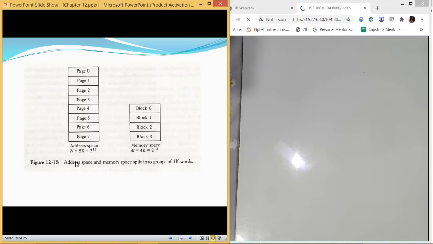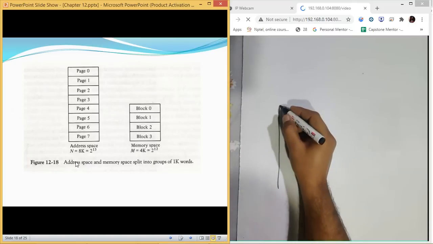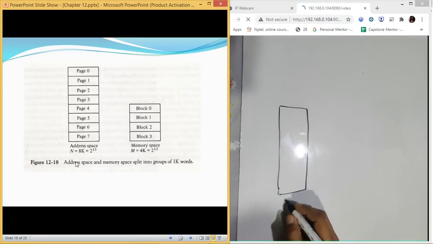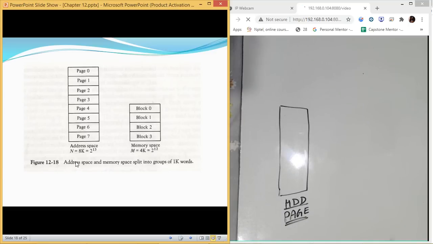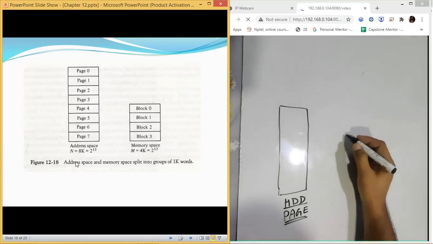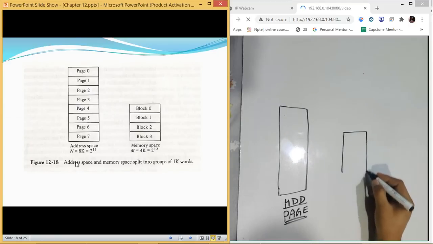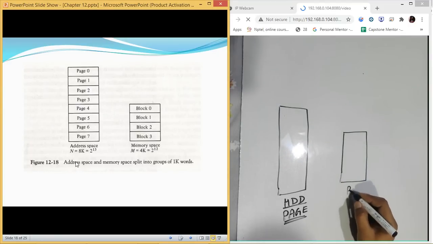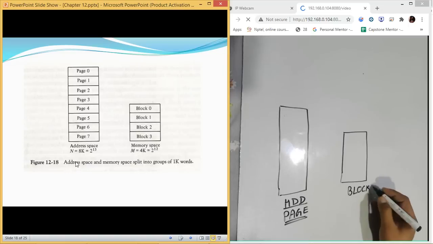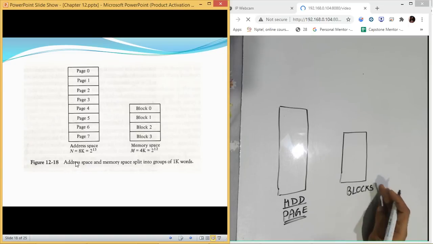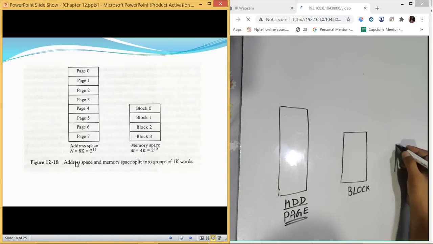Now, how we are going to describe this, let us draw a diagram for this. This is your hard disk drive. In hard disk drive, we call the storage spaces pages. Whereas when we talk about RAM, we call them blocks. If you remember about direct mapping, we call them blocks. Whereas in cache, we call them lines.